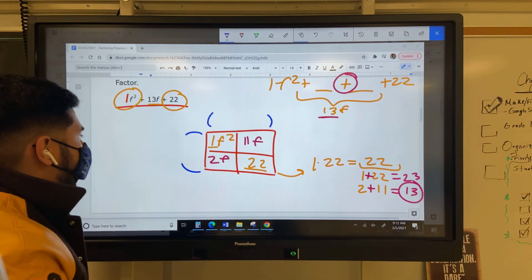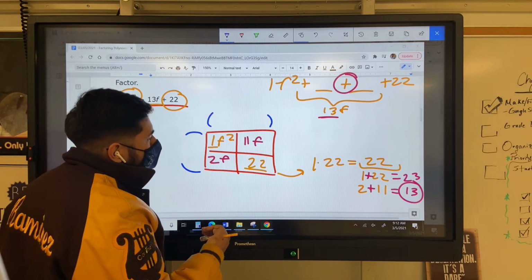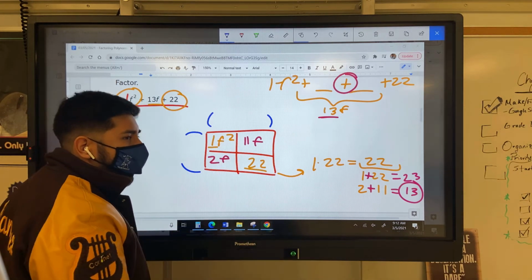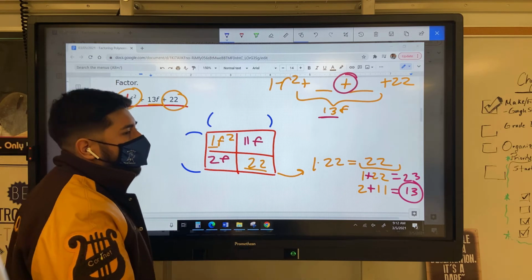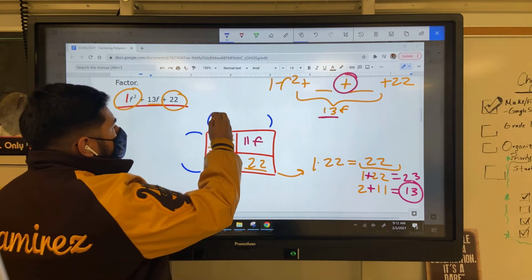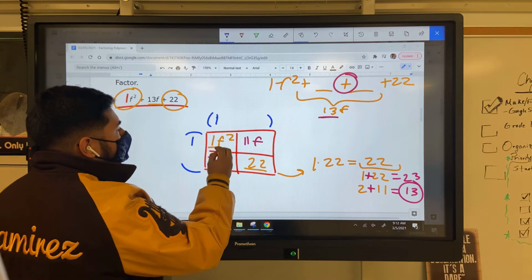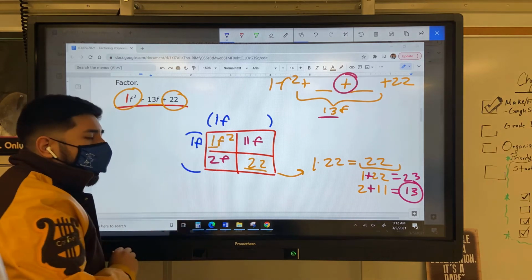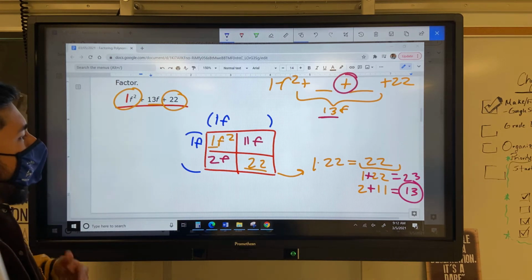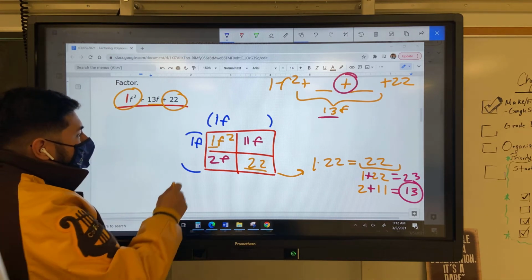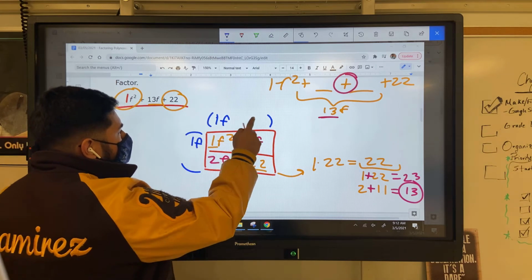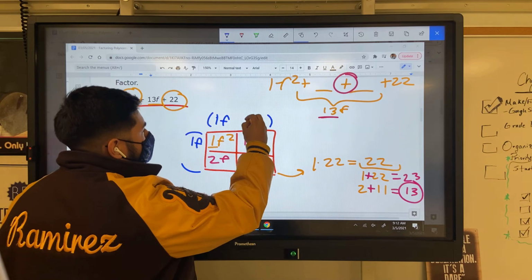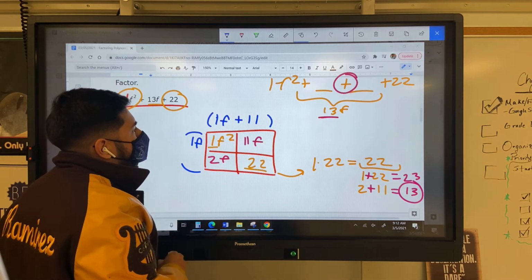All right, so we should know, okay, what two numbers give me a multiplication of 1? 1 times 1, so we should know that this is going to be 1, 1. Don't forget that it's f and f, because f times f gives me f squared. And now we can figure out the outsides. What number times 1 gives me 11? Boom. 11. Positive, because everything's positive.